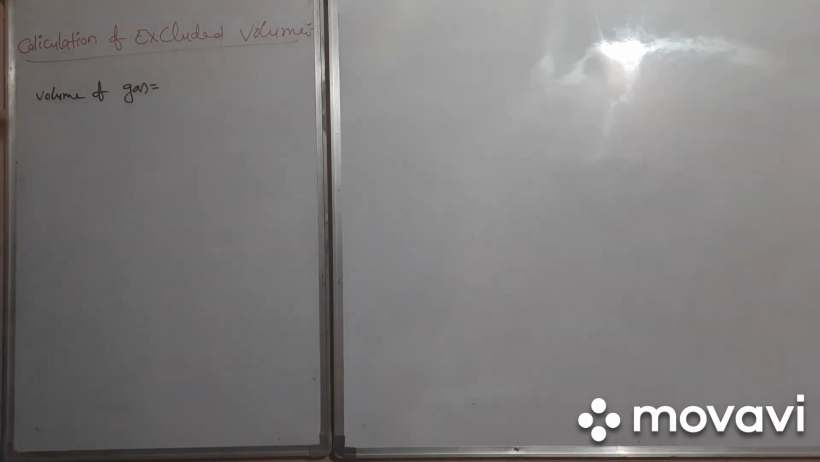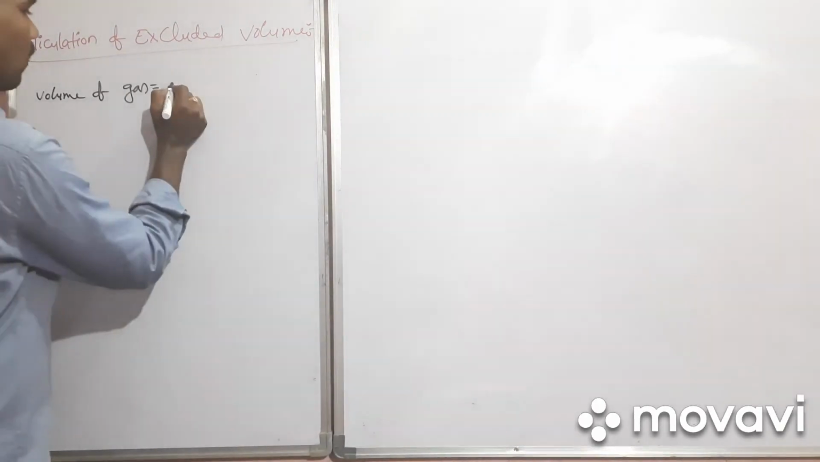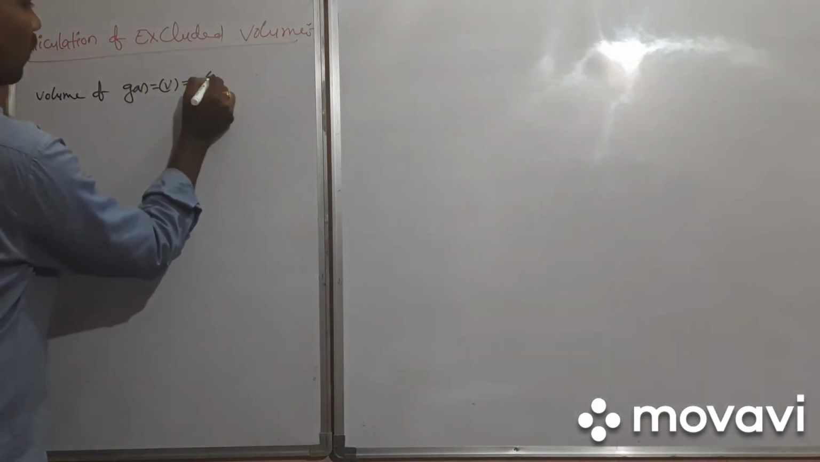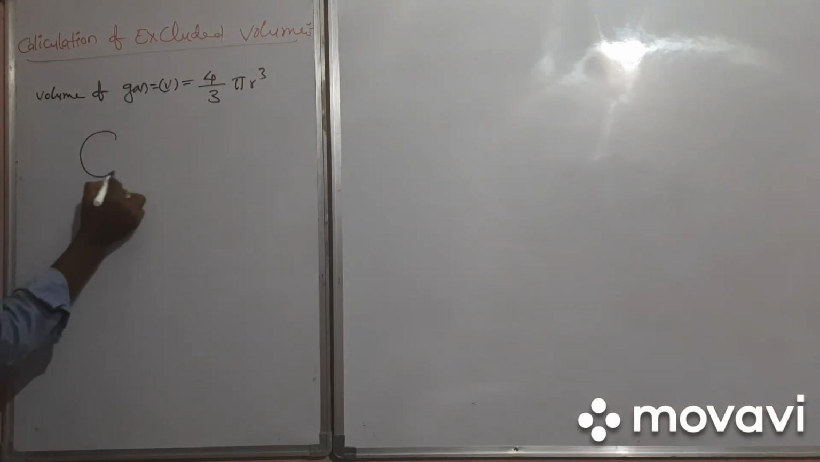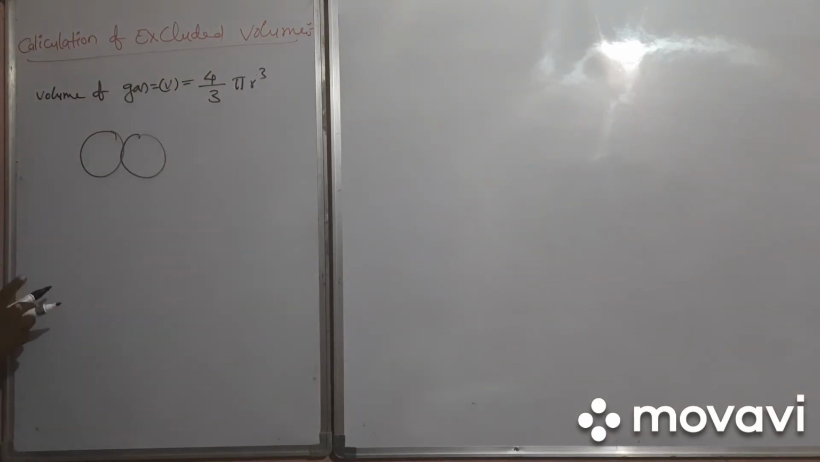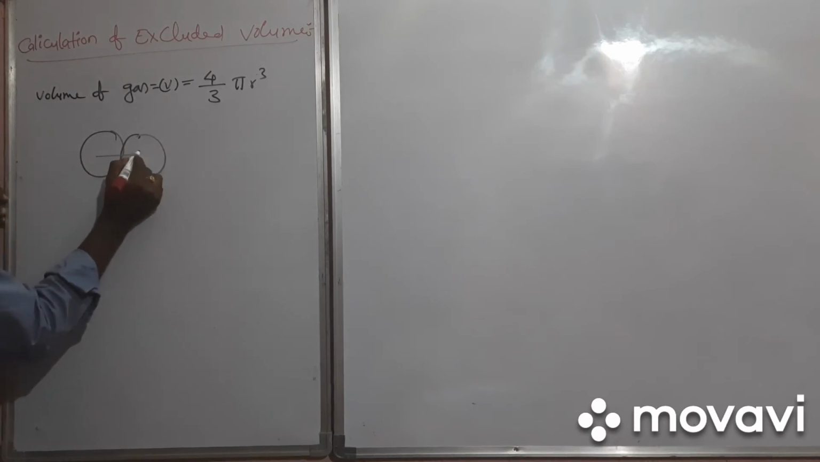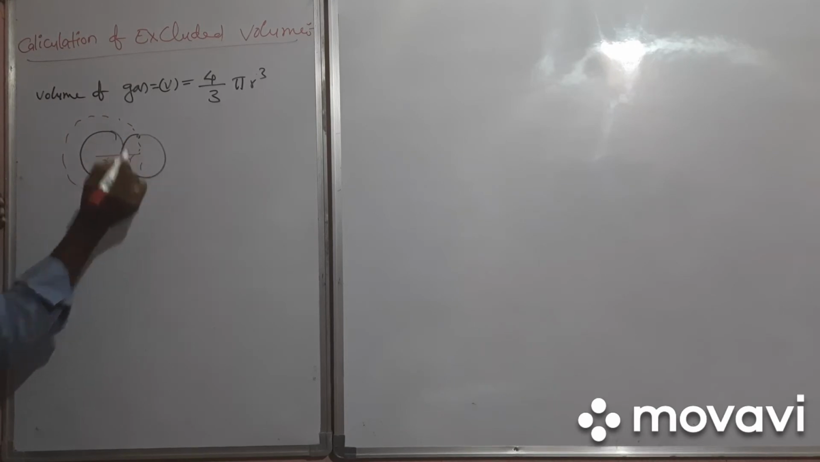So gas molecules will be spherical in shape. So that's why the volume of a gas molecule V is equal to 4 by 3 pi r cube. But according to the excluded volume, the radius will be like this. This one is r and this one is r.